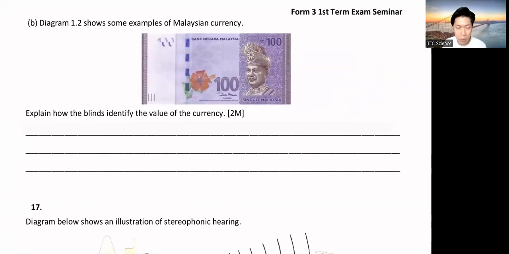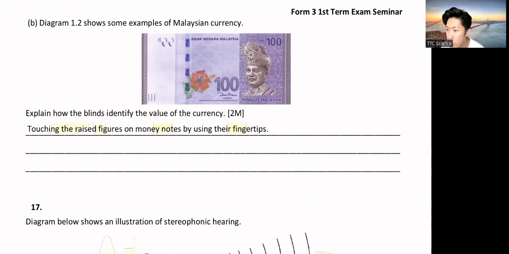Make sure you remember the two things that you want to mention. Number one, use what organ? So finger. Okay. Number two, you touch the raised figure, or I should say the braille, on the money note. Make sure you have these two. Okay. Right. So stimulus equals the surrounding that stimulates you. Stimuli, no, same thing. Stimulus is singular, stimuli is plural. They're both the same.